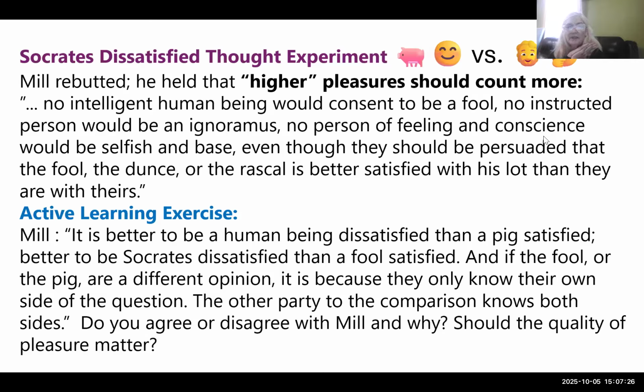And if the fool or the pig are of a different opinion, it's because they only know their own side of the question. The other party to the comparison knows both sides. So, do you agree or disagree with Mill, and why? Should the quality of the pleasure matter, or should all pleasures count equally?